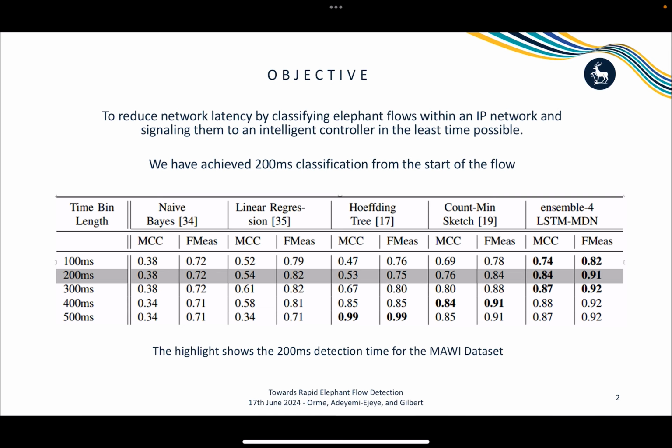Looking at the results table, we can see that we can achieve an F measure of 0.91 within 200 milliseconds. The closest method is based on the Hoeffding tree, but this takes 500 milliseconds. Although other works shown here are machine learning based, ours makes use of neural networks through LSTMs.